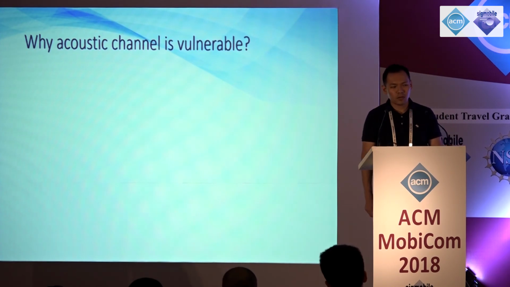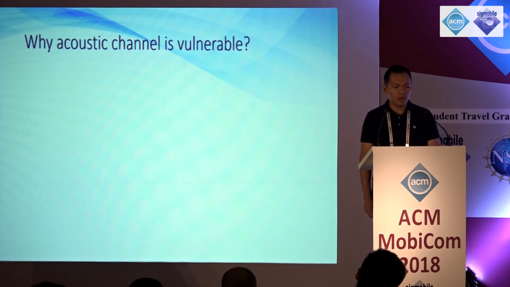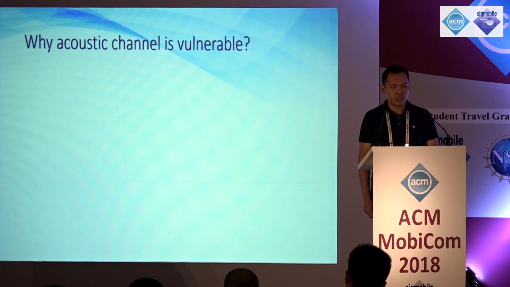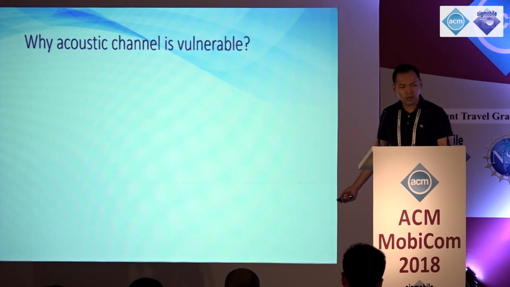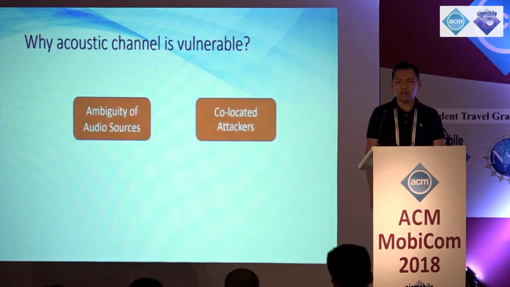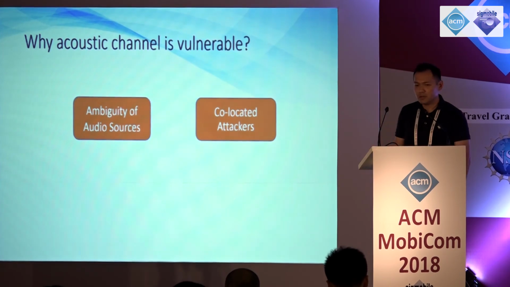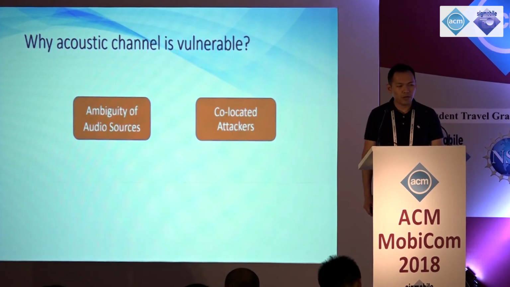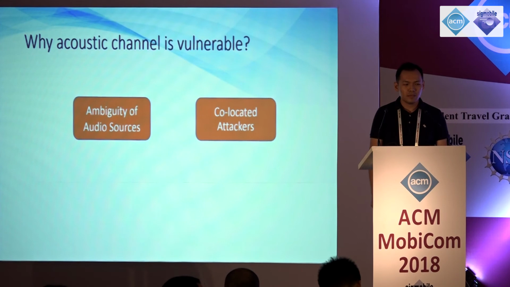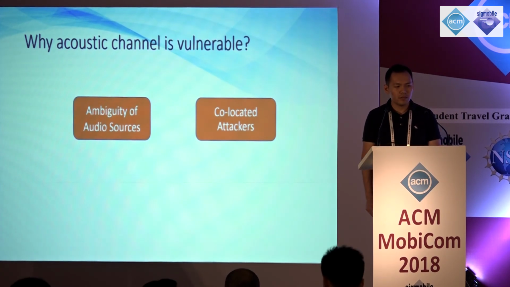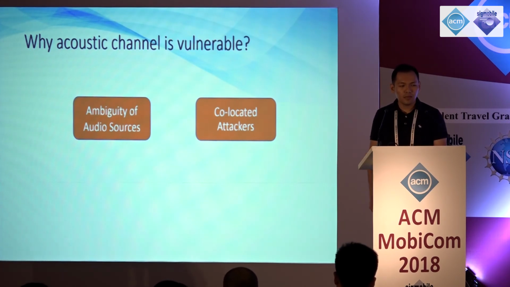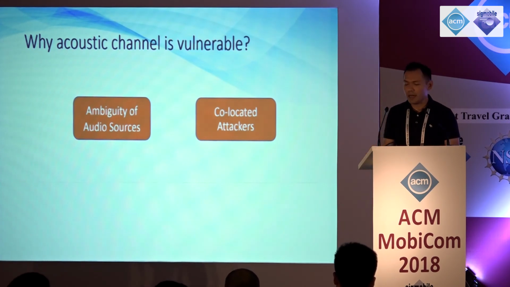We start our work by asking why the acoustic channel is vulnerable. We found that the risk mainly comes from 2 aspects. The first aspect is the ambiguity of audio source. The system cannot distinguish the audios from the user's cell phone and the audio from the attacker's cell phone. And the second aspect is the co-located attackers.